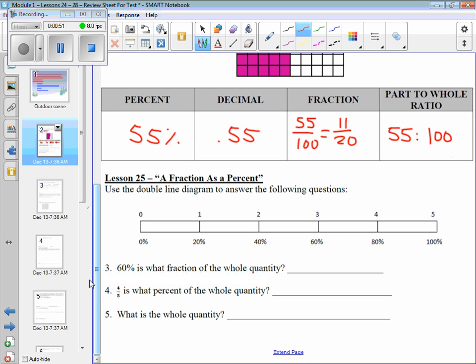Okay, 3, 4, and 5. You should get for number 3, 3/5. The percent for 4/5 is 80%. And the whole quantity is 100% or 5 out of 5. Any issues there?